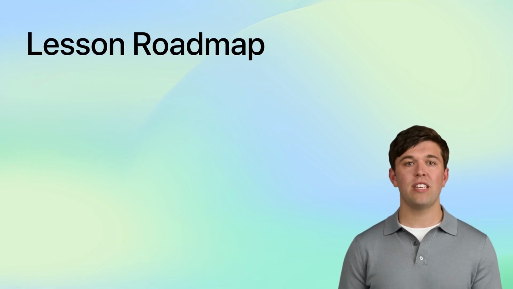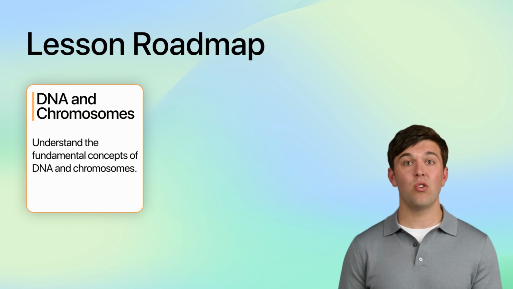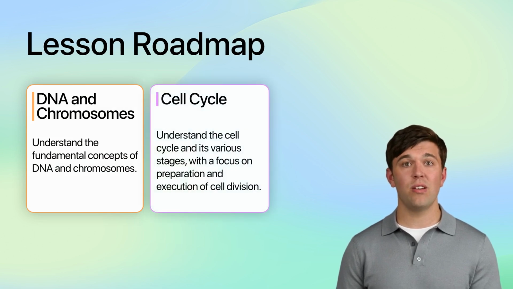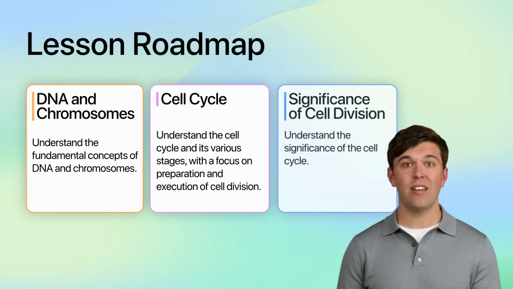In our roadmap for today, we will start by understanding the fundamental concepts of DNA and chromosomes. Following that, we will introduce the cell cycle and its various stages, ensuring you have a clear picture of how cells prepare for and execute division. Finally, we will learn about the significance of this process.